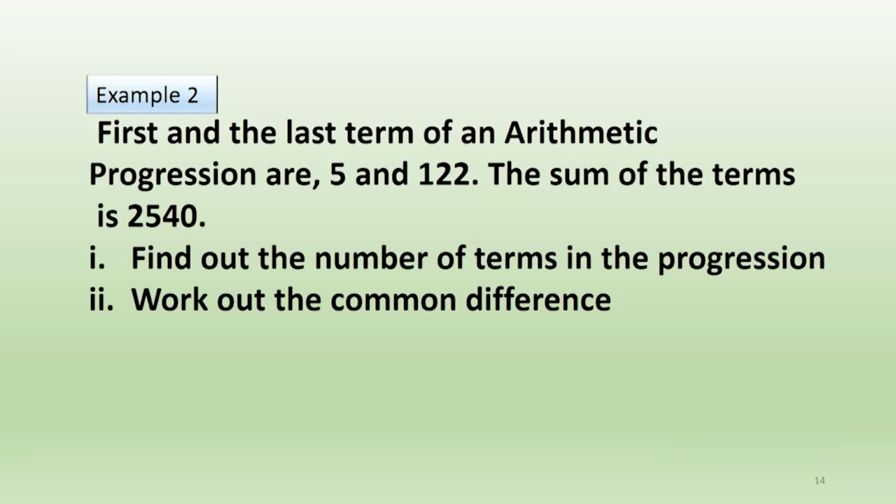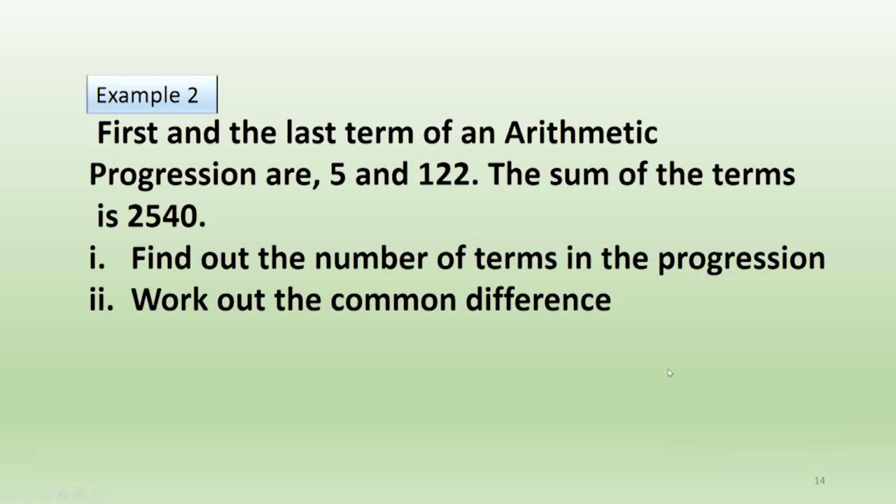Work out the common difference. Okay. Then we know here the first term and the last term. And what else do we know here? We know the sum of certain terms. We don't know the number of terms.